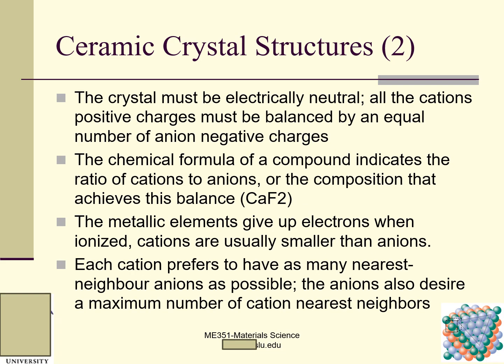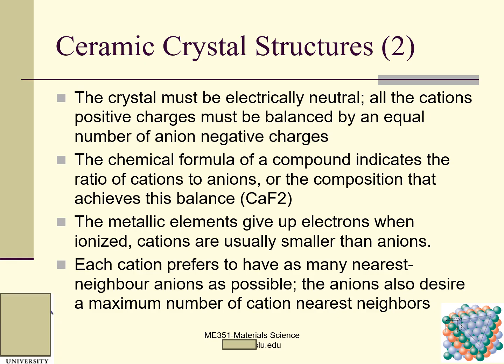The crystal must be electrically neutral, okay? Because electrically neutral means it can be stable, and all the cations' positive charges must be balanced by an equal number of anions' negative charges. So the chemical formula of a compound indicates the ratio of cations to anions, or the combination that achieves this balance. For example, calcium fluoride.